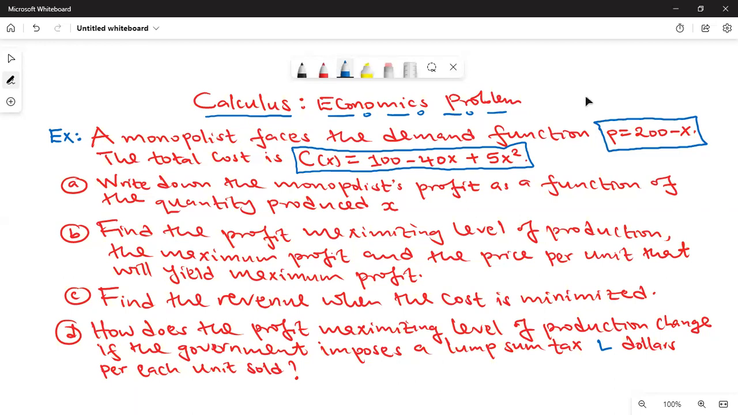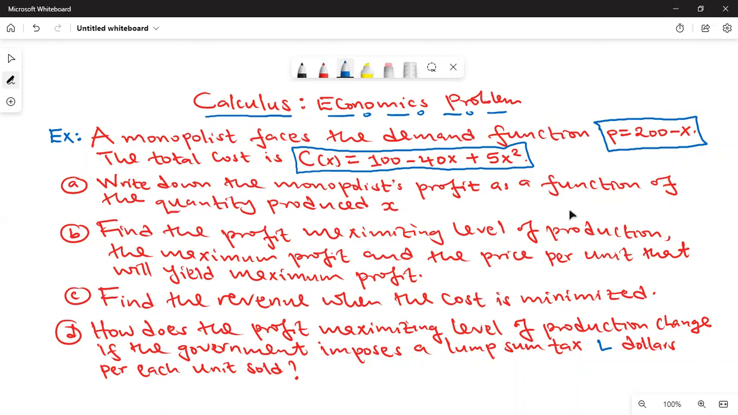And in part C, we are asked to find the revenue when the cost is minimized. And lastly, in part D, you are asked how does the profit maximizing level of production change if the government imposes a lump sum tax, L dollars, per each unit sold.